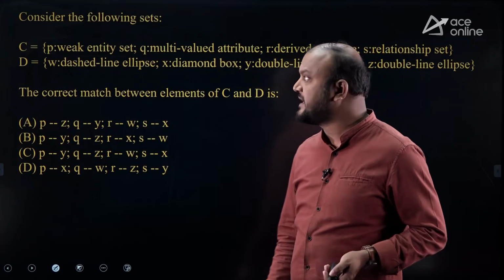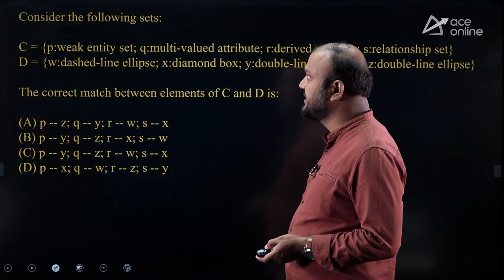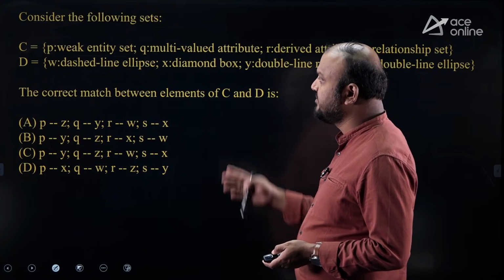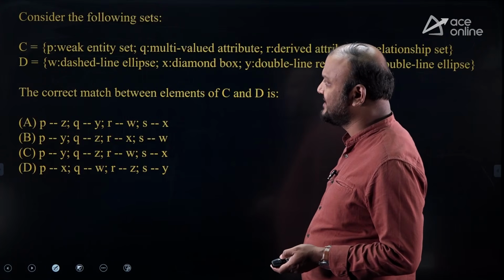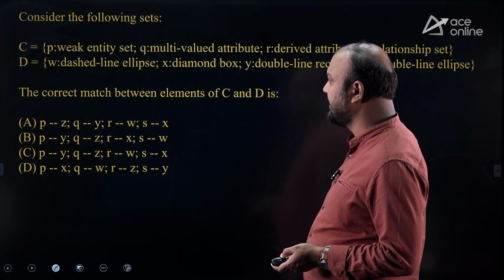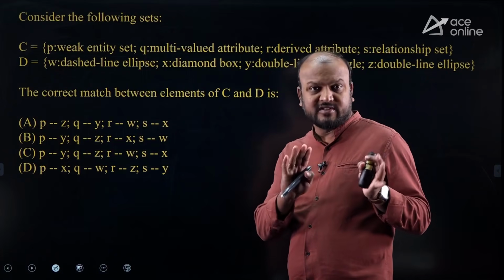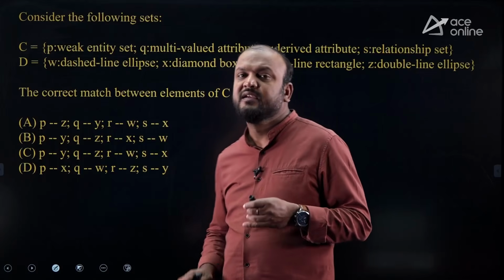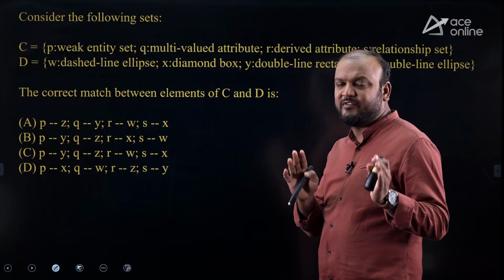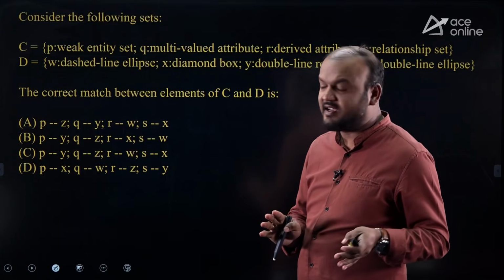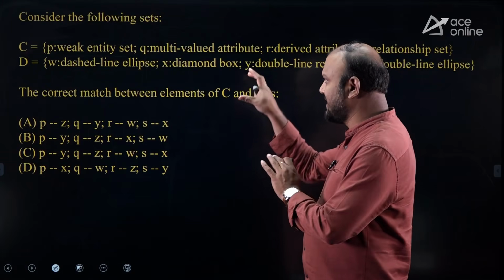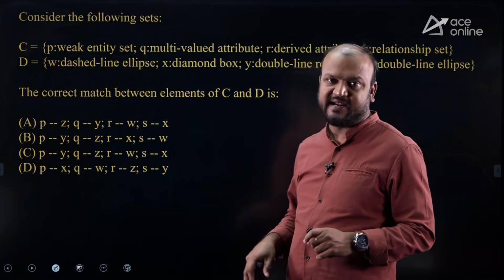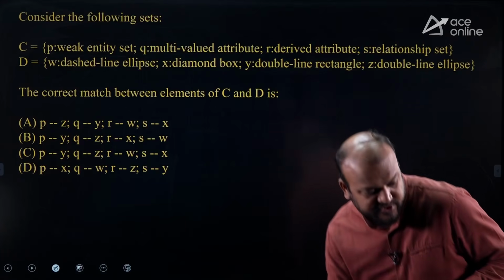This is a simple matching kind of question. Consider the following sets and match set C with set D and answer it. This is because, as I told you, questions are possible on notations. Which notation is for which concept in the ER model? That kind of question I have included as a match the following. Okay, go ahead with this question.